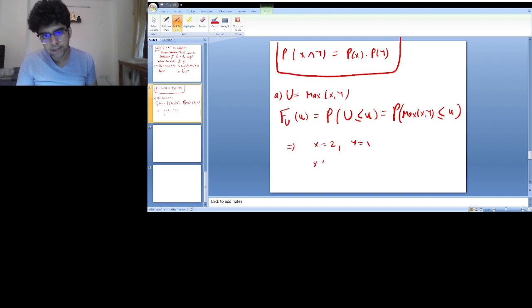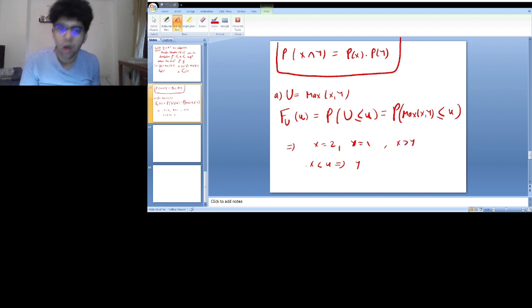So if my X is equal to 2 and my Y is equal to 1, right? So if my X is equal to 2 and my Y is equal to 1 and my X is less than u, this automatically implies that my Y, which is already less than X, so I'll just write X is greater than Y. Yeah, so if my X is greater than Y and my X is less than u, this automatically implies that my Y is less than u.